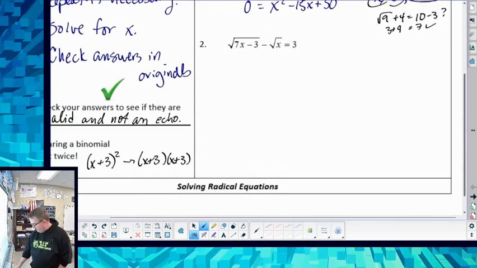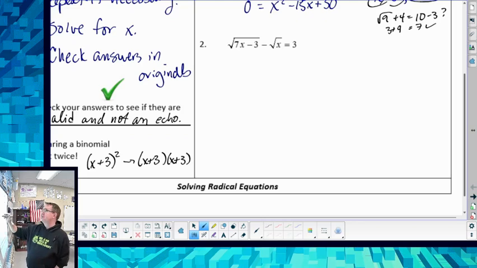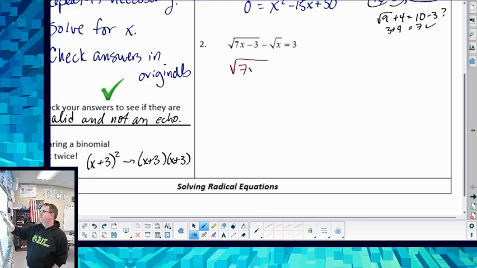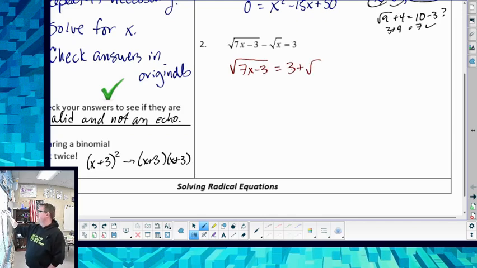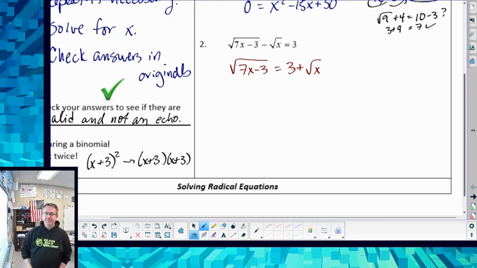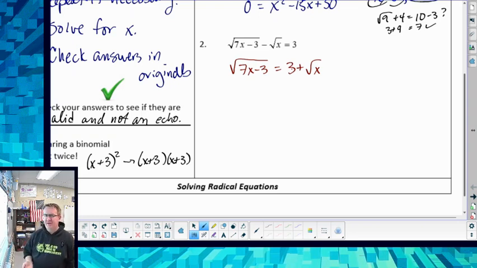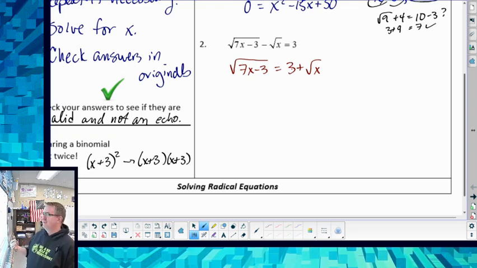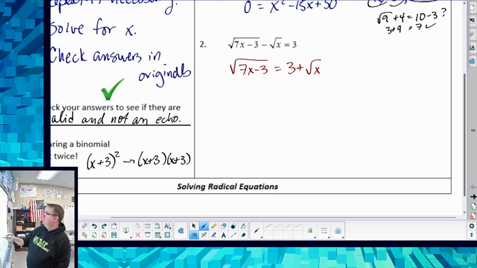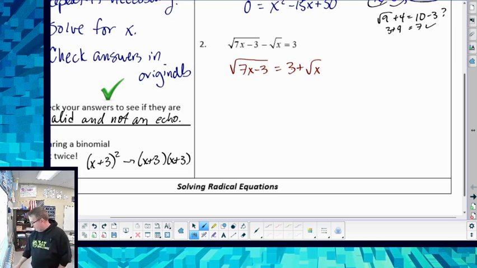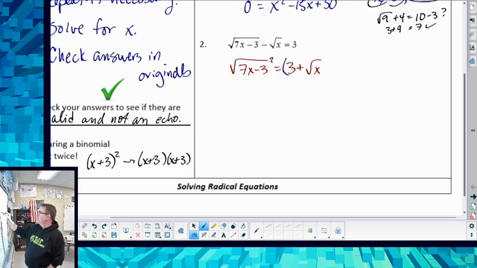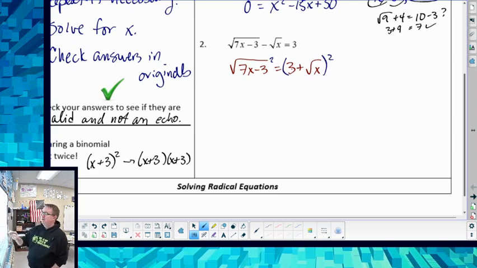Now remember, the second one, we're going to isolate a radical. If you have two radicals on one side, I'm going to move one onto the other side. Okay? You also oftentimes get rid of negatives. I will generally move whichever one is the subtraction if there is one. So now we're going to square both sides, and when I square both sides, you're doing the entire side.